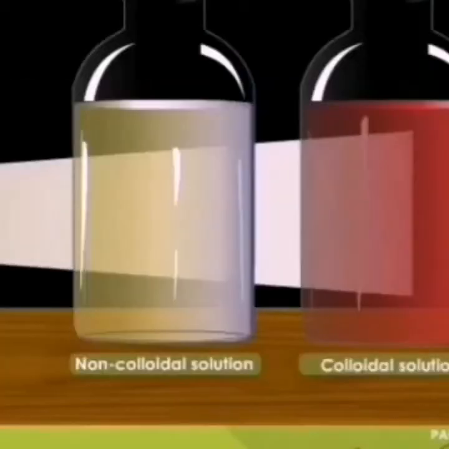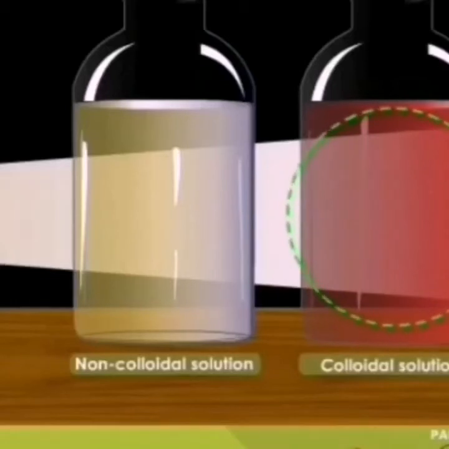Tyndall Effect. When a strong beam of light is passed through the colloidal solution, the light is scattered by the colloidal particles. This scattering of light is called Tyndall Effect. The illuminated beam of light or cone formed by the scattering of light is called Tyndall beam or Tyndall cone. The path of the light is visible when viewed from a direction at right angles to that of the incident light.